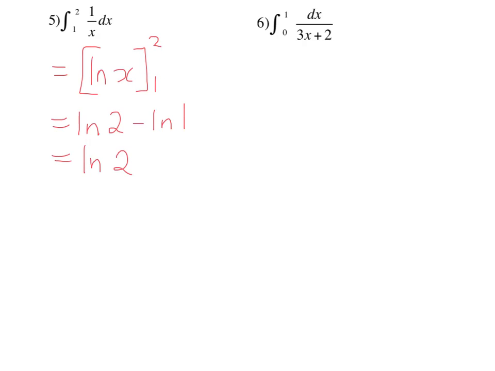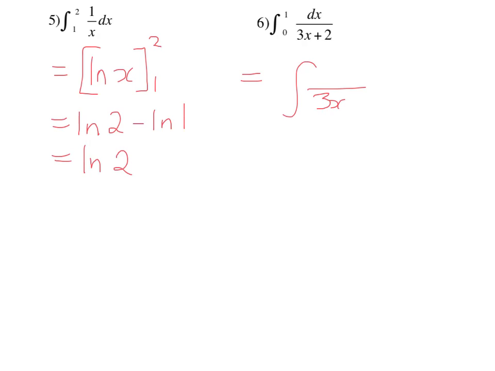Okay, in number 6 here, similar to that first example, you could change it to 3x plus 2 to the power of -1, but then when you're adding 1 to the power and dividing by that new power, you'd have to divide by 0, which you can't do. So that's an indicator that this is a log. So how can we change this?